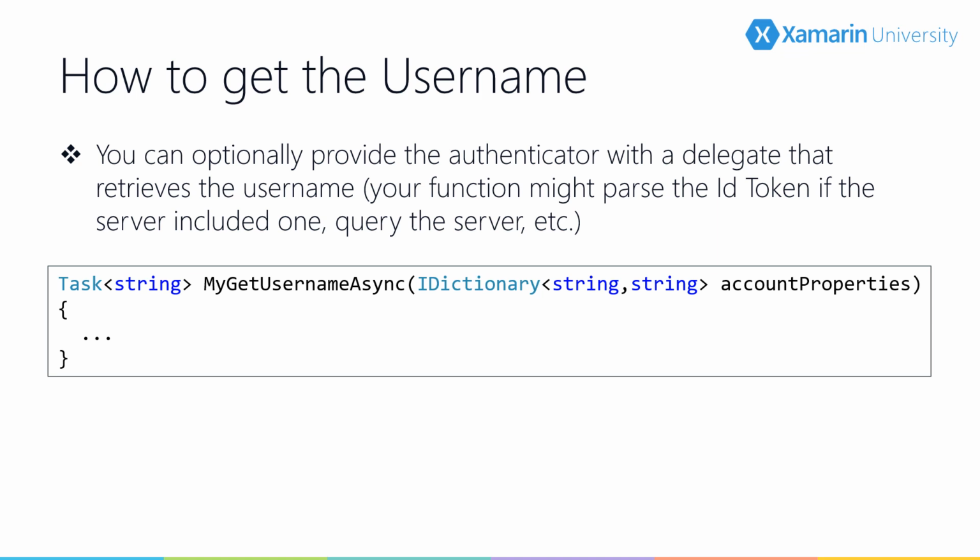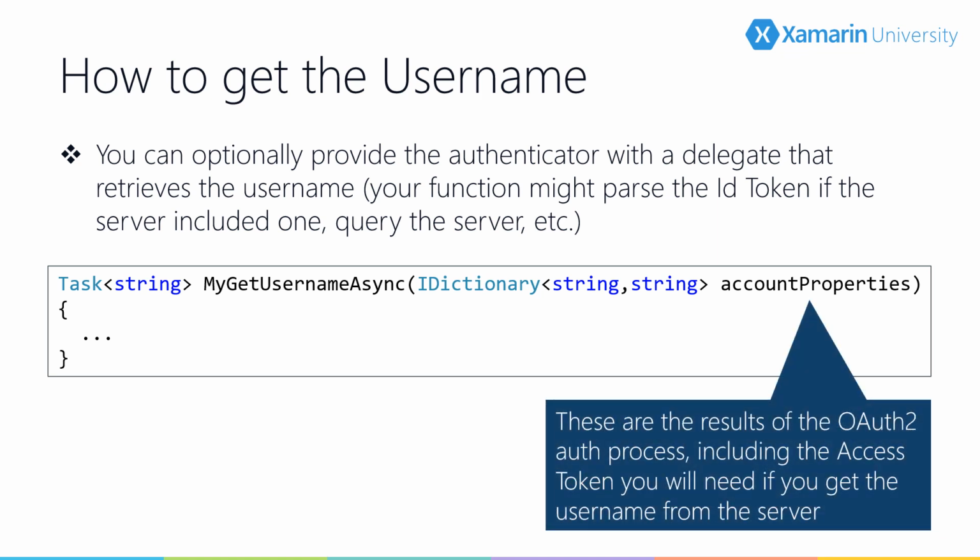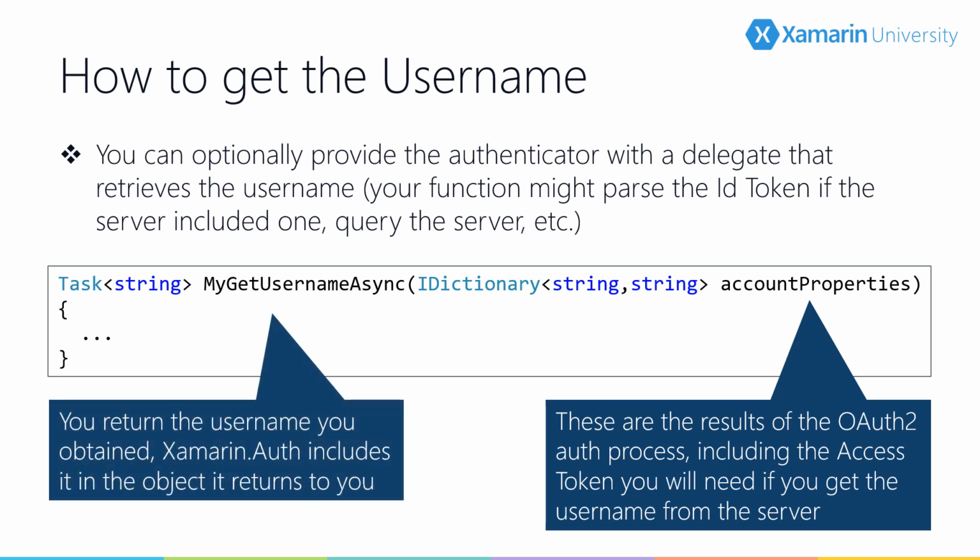And XamarinAuth actually provides a bit of mechanics. It has an API here to allow you to automatically run this little bit of custom code after the OAuth process has succeeded. And you can optionally provide the authenticator with a delegate to retrieve the username. Now, these are the results of the OAuth2 Auth process, and the server may include the username here. Or you can use the access token to request the username from the server. You'll need to parse the account properties or your custom response and return the username. And this varies again by service, and the specific implementation is going to be up to you.